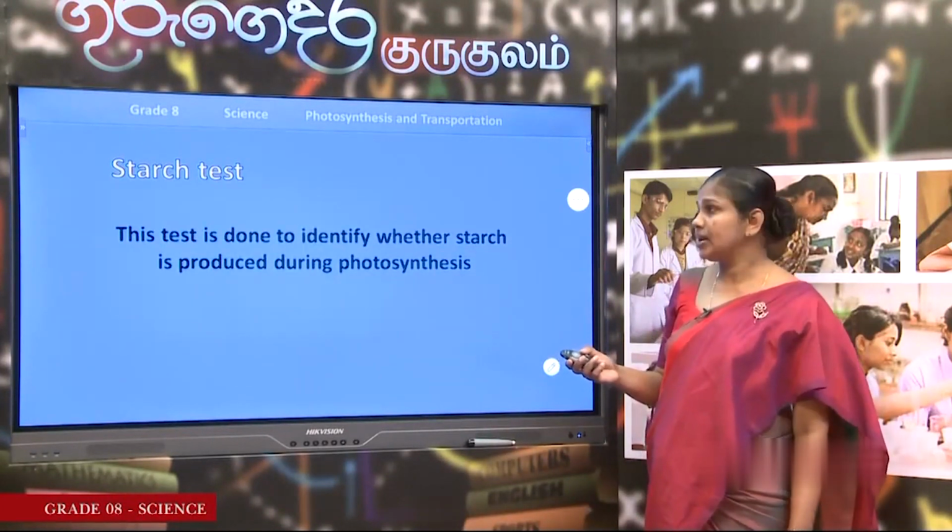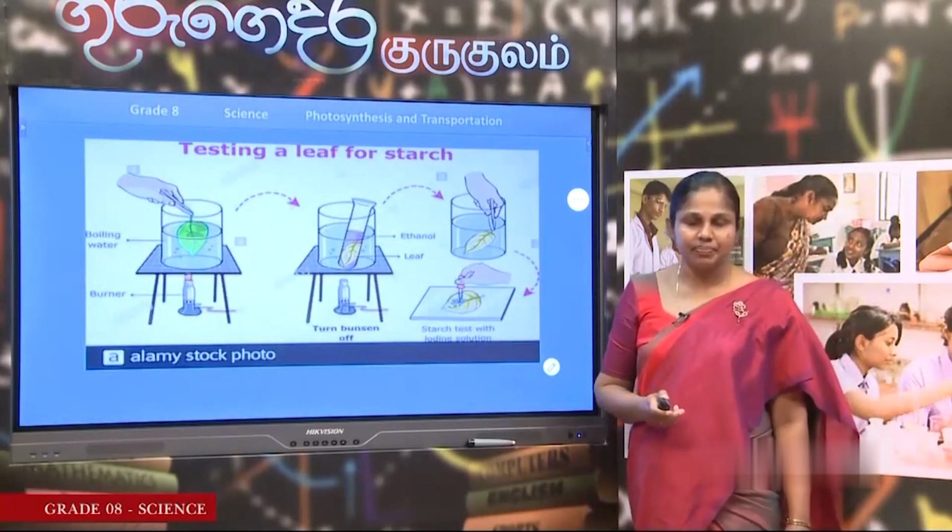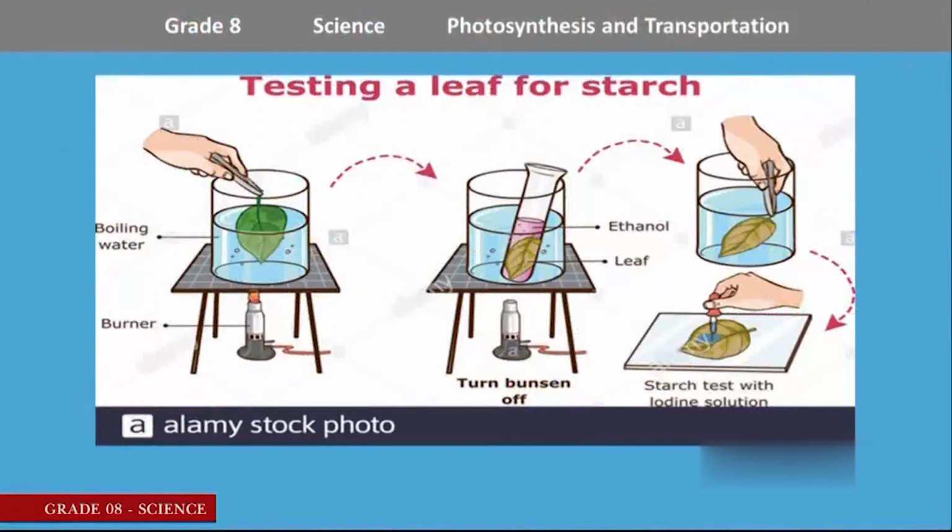Okay, right. Now, see this activity, children. This is an activity that can be conducted in your school lab with your teacher, right? When you do this lesson in your school, you will be able to do this activity really with your teacher.